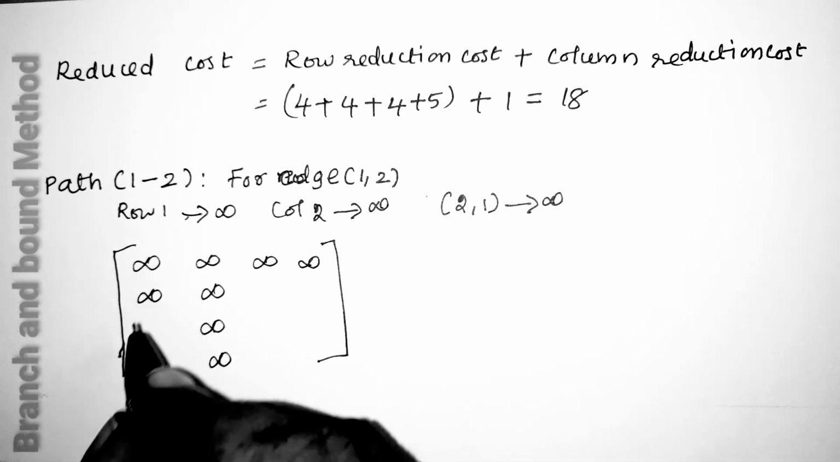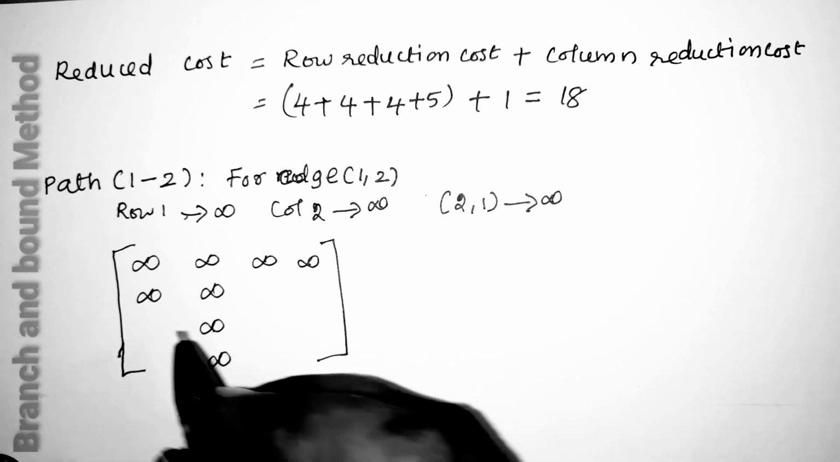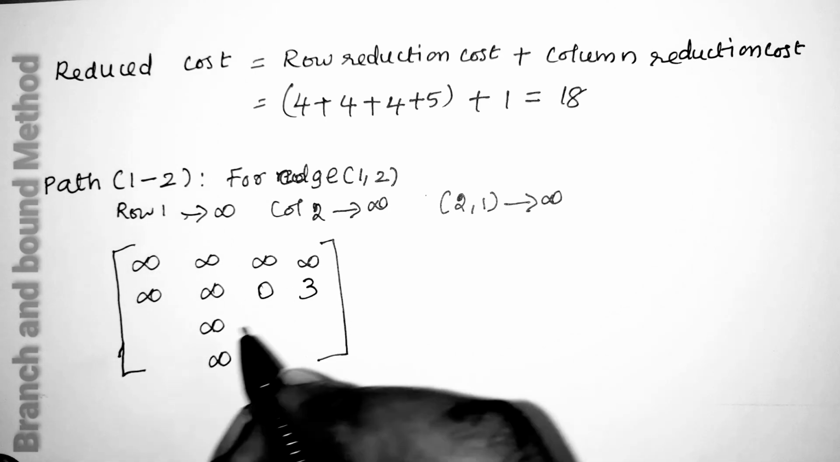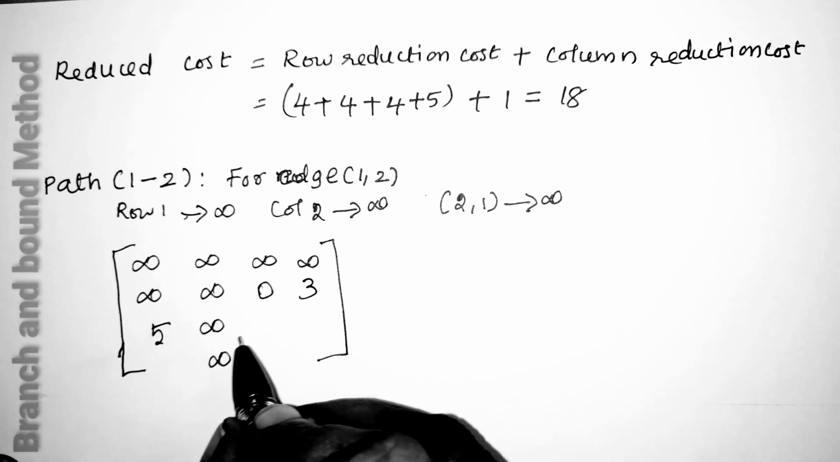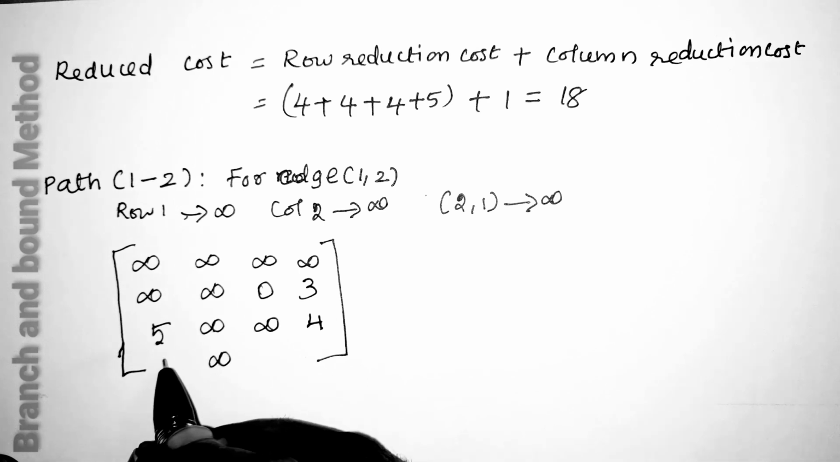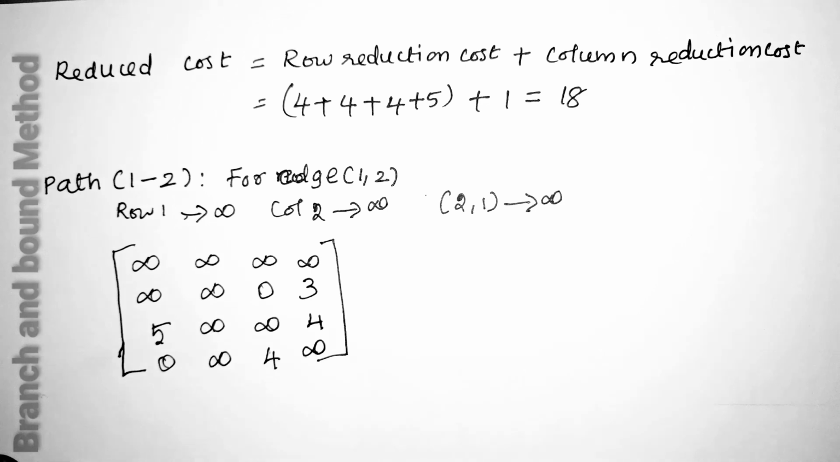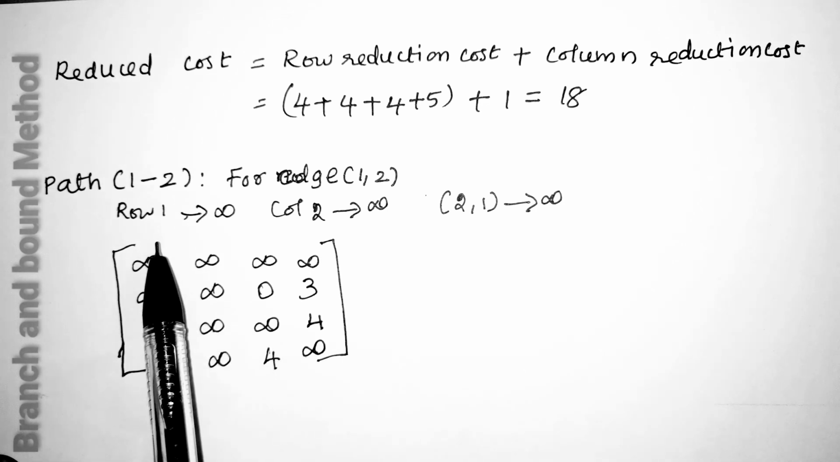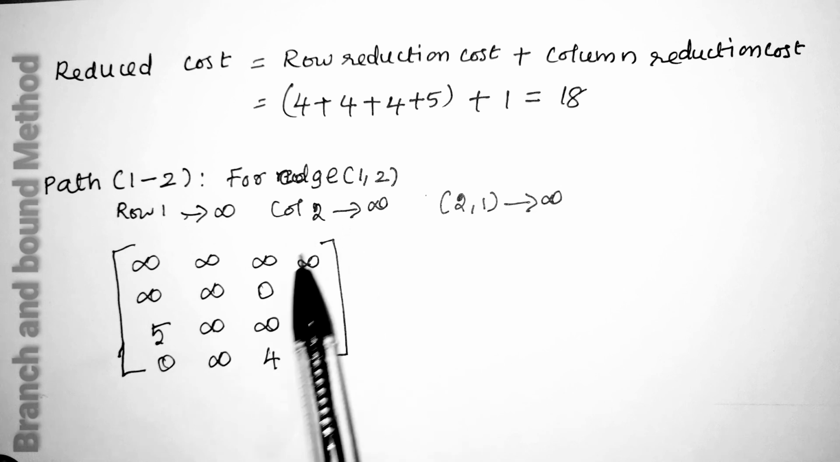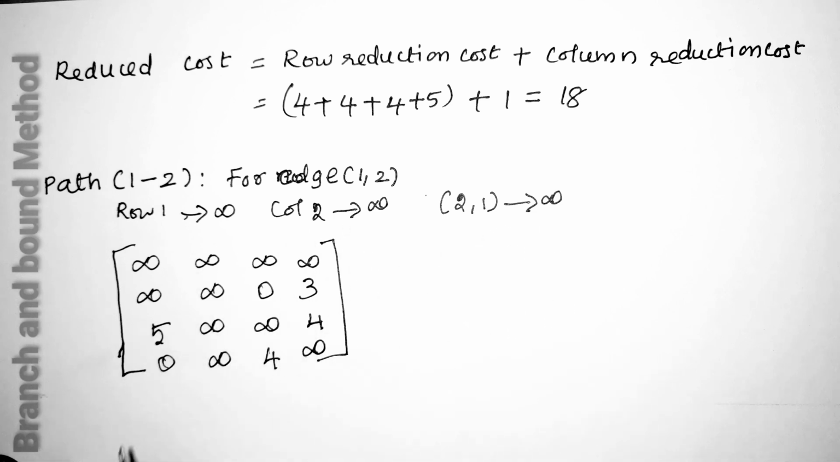This is the 2, 1 entry, and you write the remaining as it is in the reduced matrix, that is 0, 3, 5, infinity, infinity, 4, 0, infinity, 4, infinity. For this matrix you have to perform row reduction first.